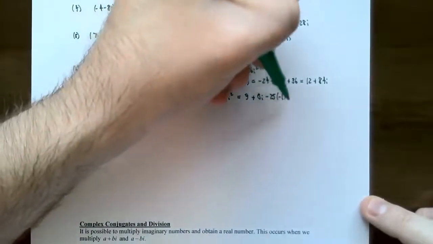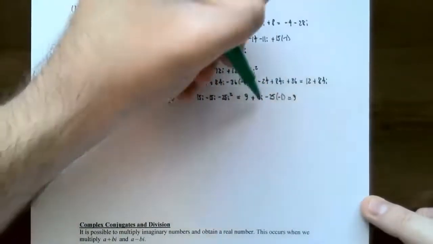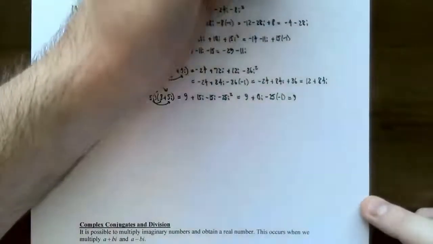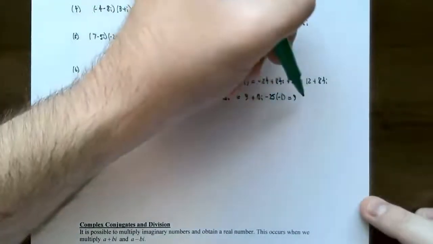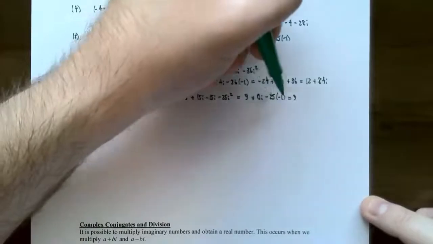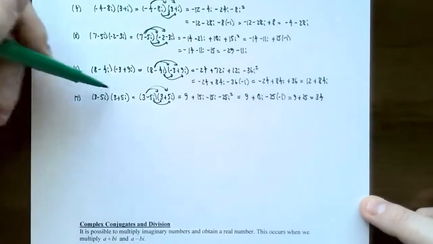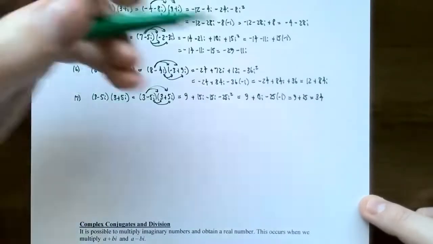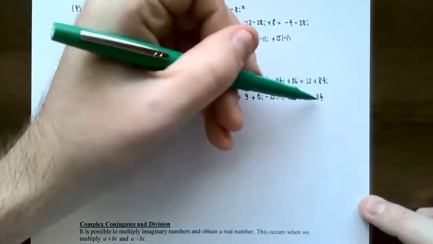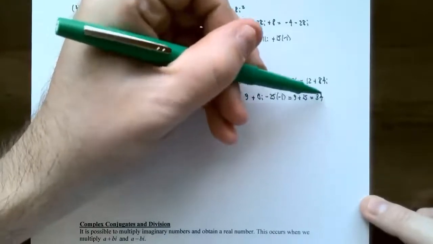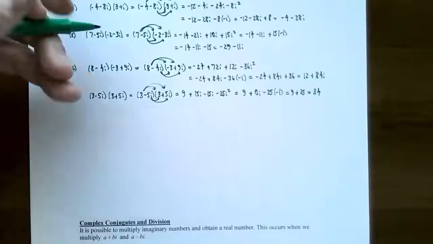So 9, the i term can just be dropped because there are no imaginary parts to this complex number. And negative 25 times negative 1 is 25, so 9 plus 25 is 34. So you've taken two complex numbers, multiplied them together, and you get a real number only. And this is in standard form. It's 34 plus 0i. Okay, number 8.